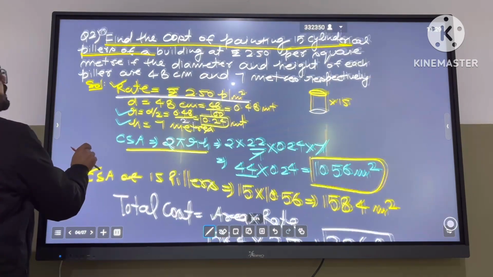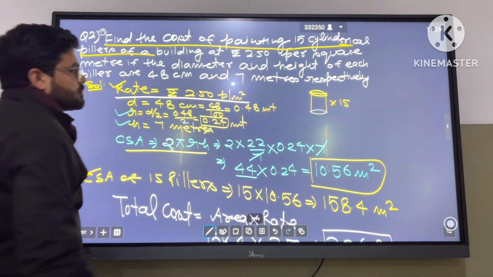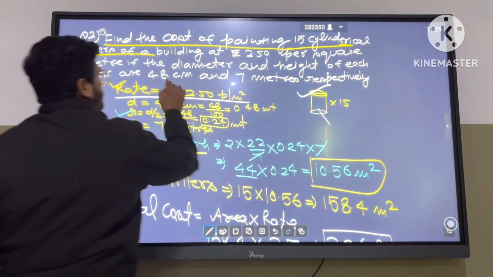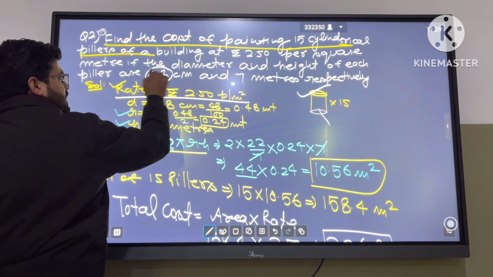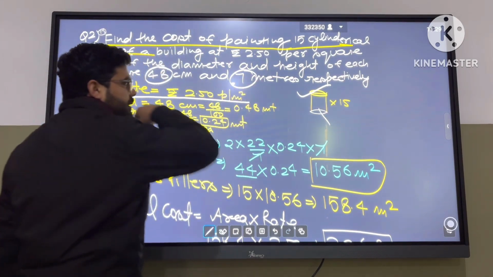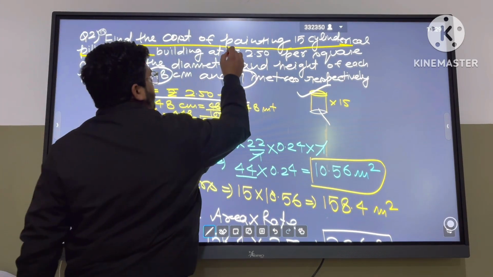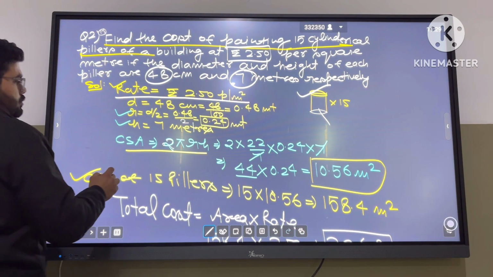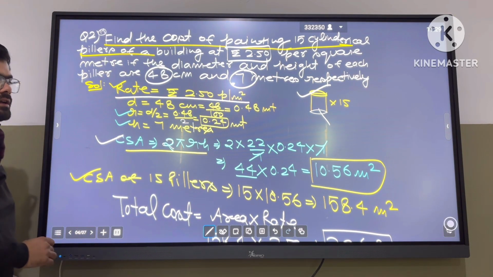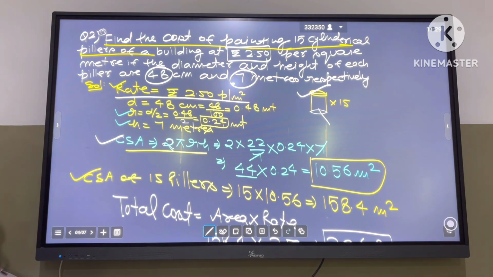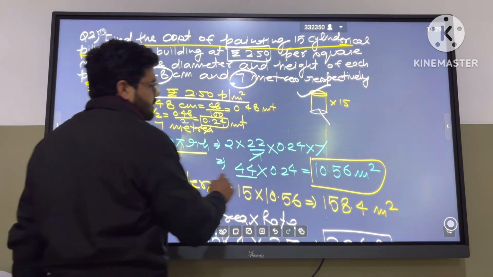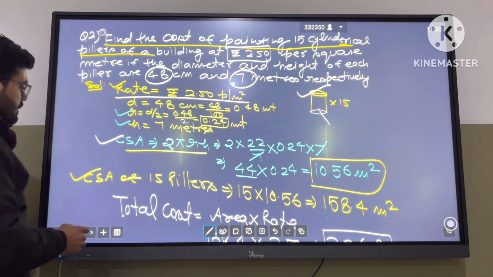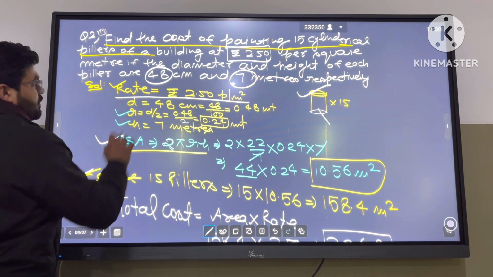What did we do in this question? We have given a cylindrical pillar which has diameter 48 centimeter and height 7 meter, and the rate of painting is 2.50 per square meter. Okay. So हमने सबसे पहले कर्व सरफेस एरिया फाइंड की। तो curved surface area is 2 pi RH, putting the value of R and H, find the value. So the value of curved surface area is 10.56 meter square, and we have given 15 pillars.